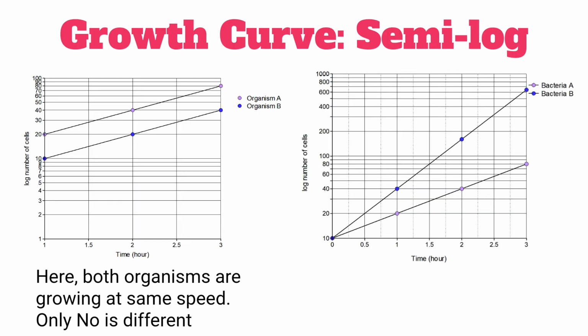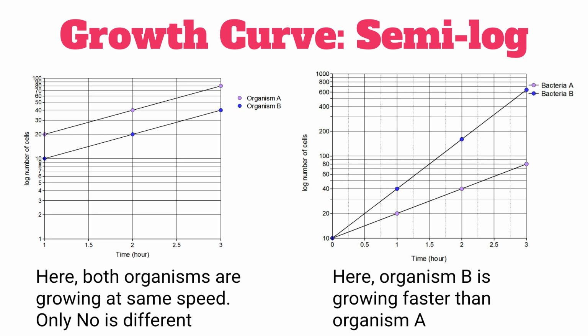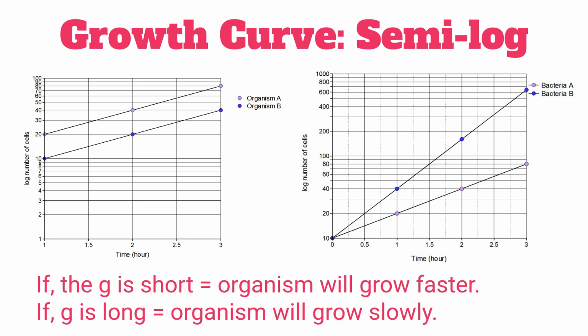Do you know, you can also differentiate which organism is growing faster from this graph. If the slope is large, the organism is growing faster. Here organism B is growing faster than organism A. A short generation time means the slope of the straight line will be large.